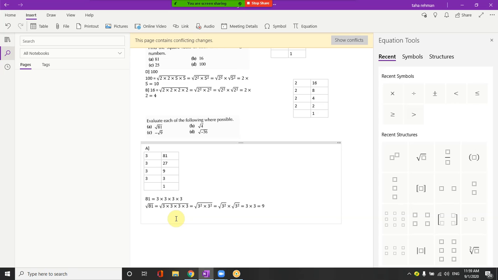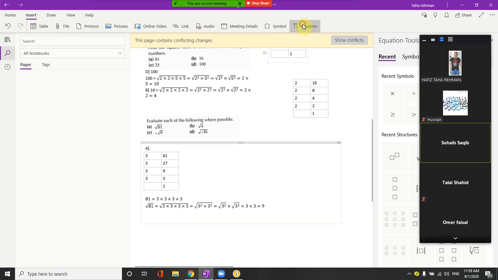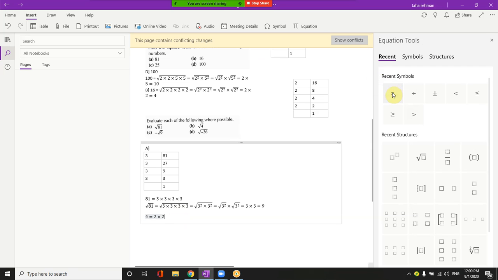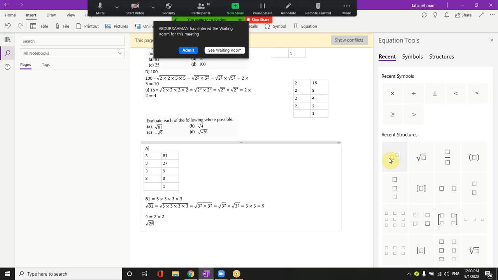Exactly, we can write it like this: 4 equals 2 times 2. And when we write these values in index notation, they can be written like this: 2 squared, and the square root of 2 squared equals 2. It means the square root of 4 equals 2. Got it?